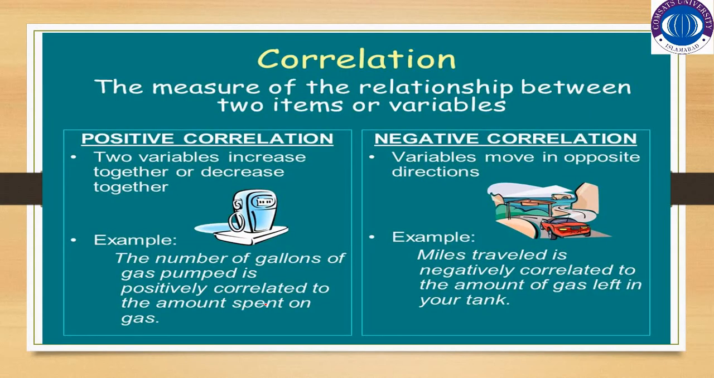As you know, correlation is the measure of relationship between two items or variables, and we have explained what positive correlation and negative correlation are. Two variables that increase together or decrease together have positive correlation between them, whereas variables that move in opposite directions have negative correlation. Example: the number of gallons of gas pumped is positively correlated to the amount spent on gas. This is positive correlation. Miles traveled is negatively correlated to the amount of gas left in your tank.